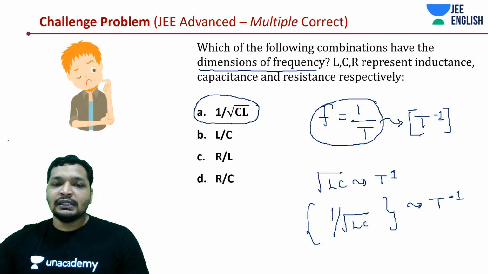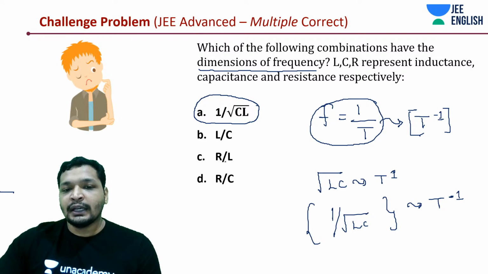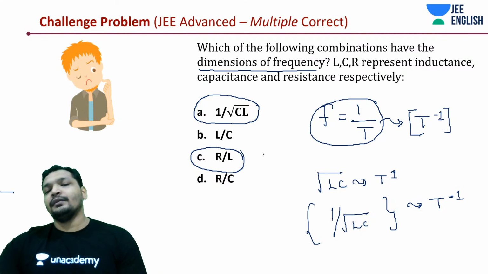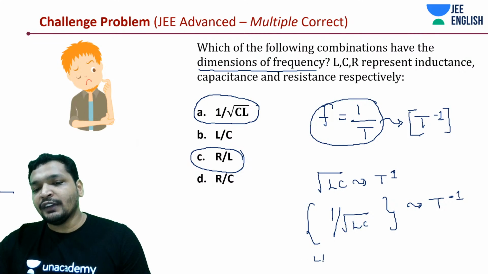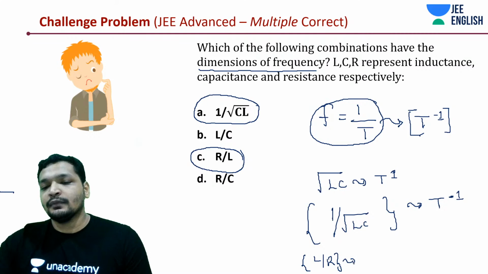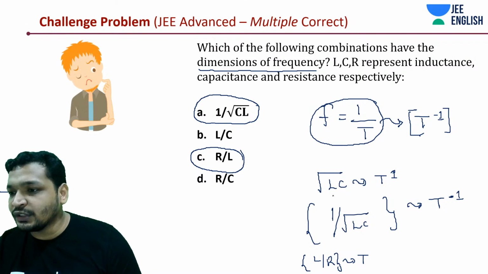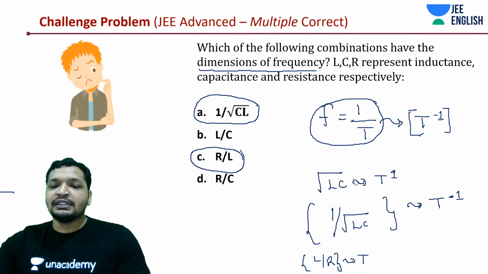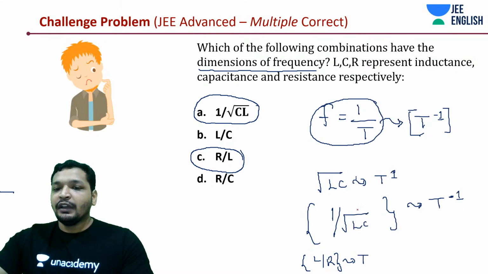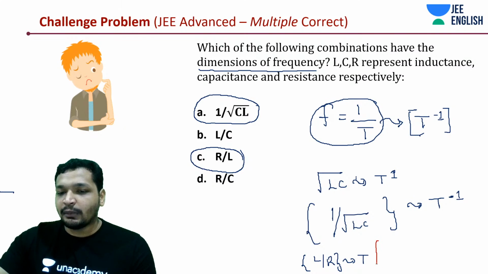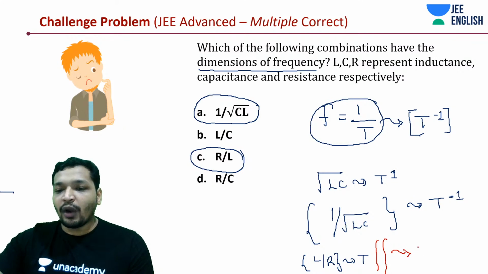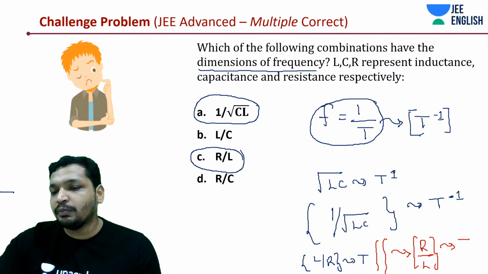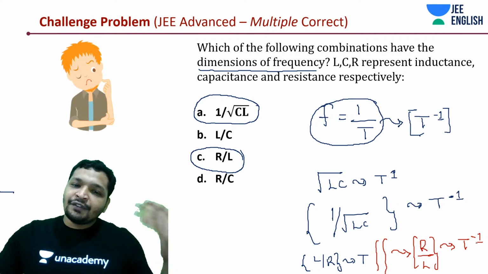And what about L by C? Forget L by C. And what about R by L? L by R corresponds to time. Then R by L should correspond to, yeah, good, really good. Students, stay active, start answering the question. That's very important. Type your answers in the chat box so that I can see, and I can correct you if I understand what kind of mistakes you're making, whether it's to do with the concept or with the calculation. So R by L, what should it be? It should be T to the power minus 1, frequency. A and C, that's the correct answer.